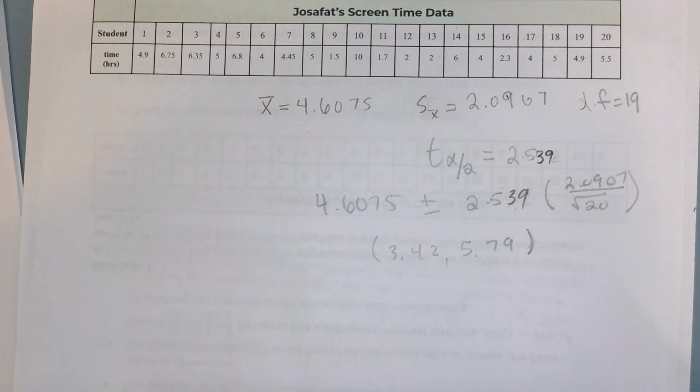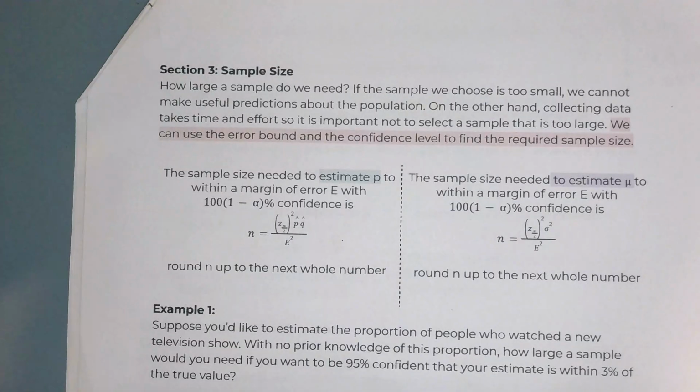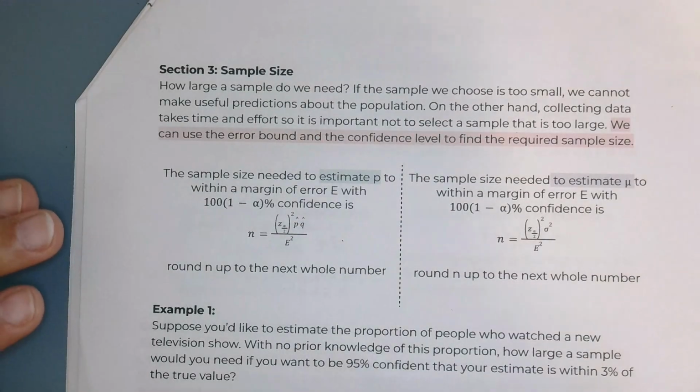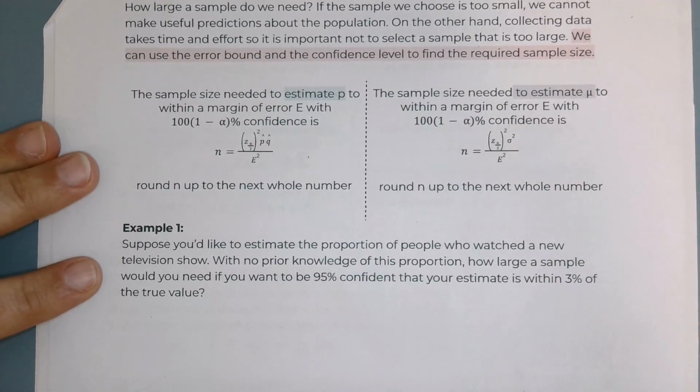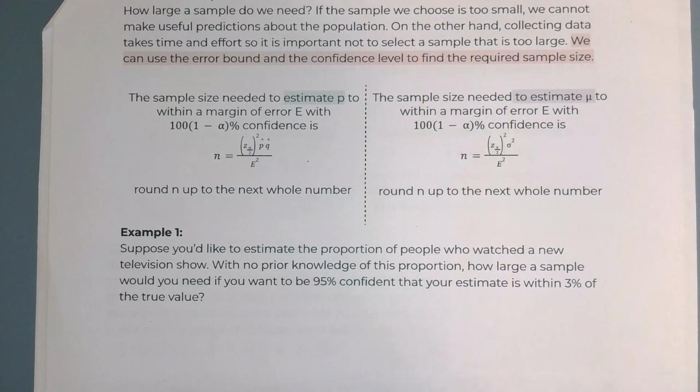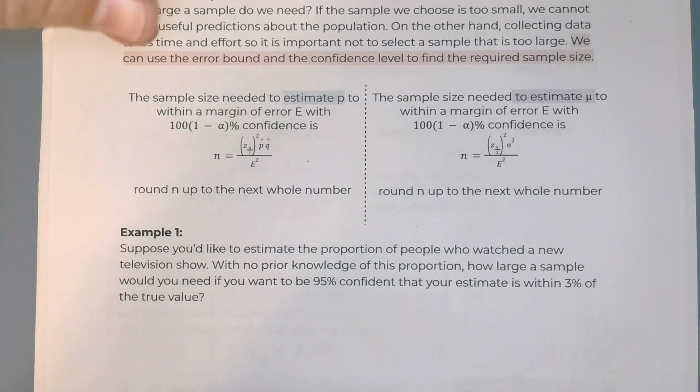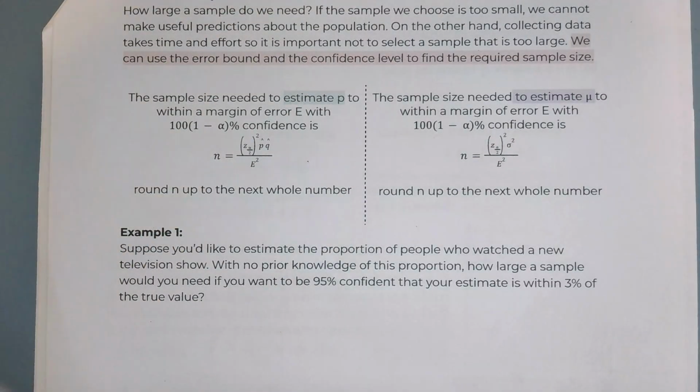Okay, I'm almost done with this chapter. I need to do a sample size. How do we choose a sample size? There are some formulas for this. So we need to do a couple examples. We can use the error bound and the confidence level that we want to find the required sample size. So we can say we want to be this confident. We expect this much of an error. Thus, we need this large or this small of a sample.